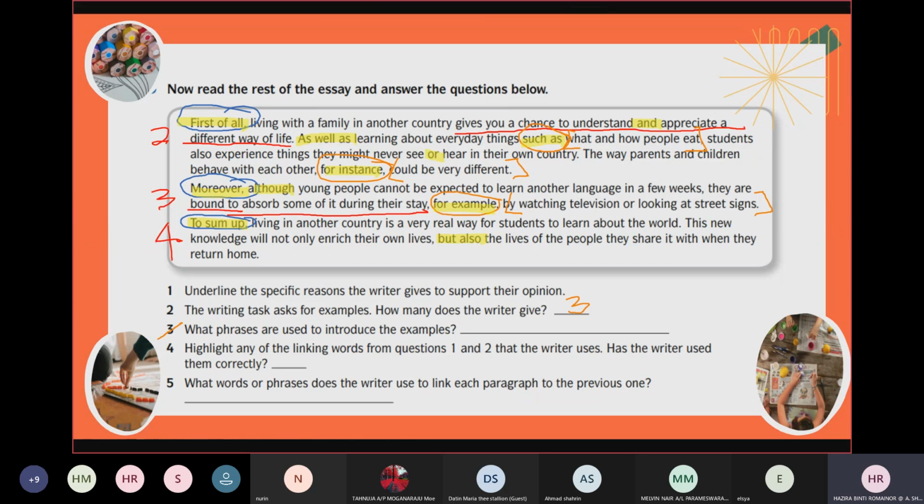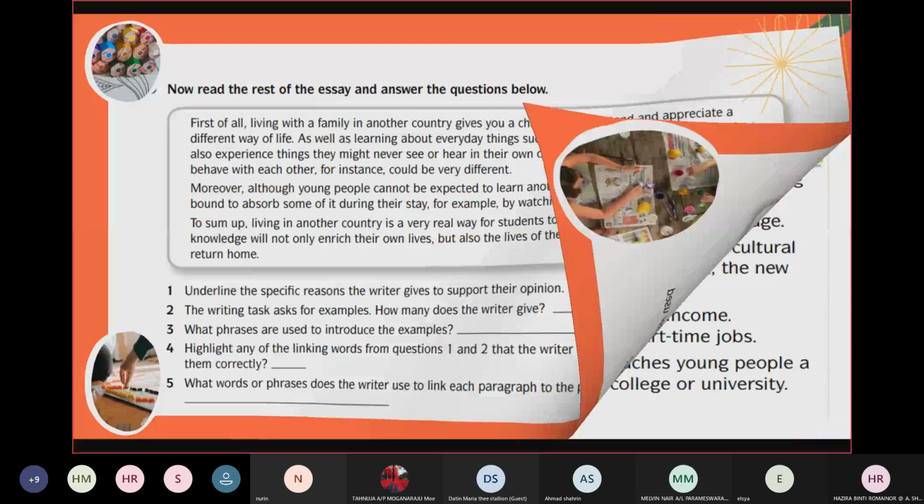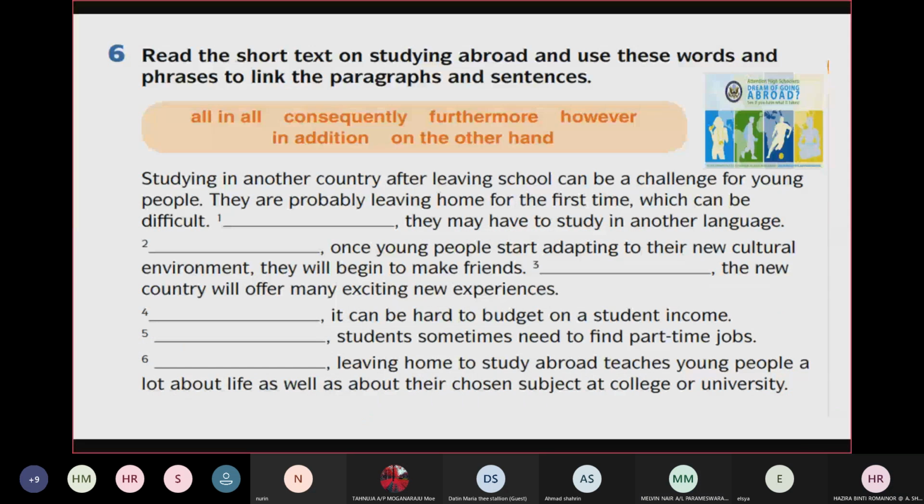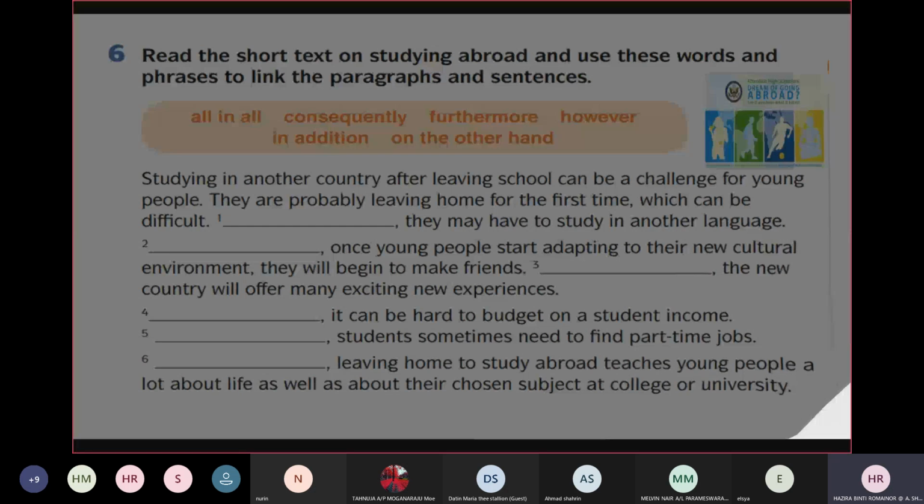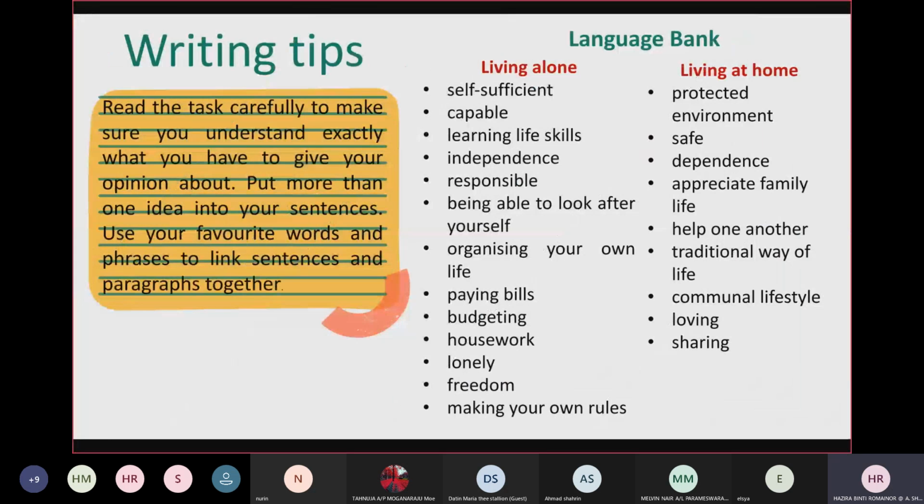Okay, now, I would like you to do this exercise later. Write in your book and please complete this exercise today as part of your attendance. All right. Next. So now move on to writing tips.